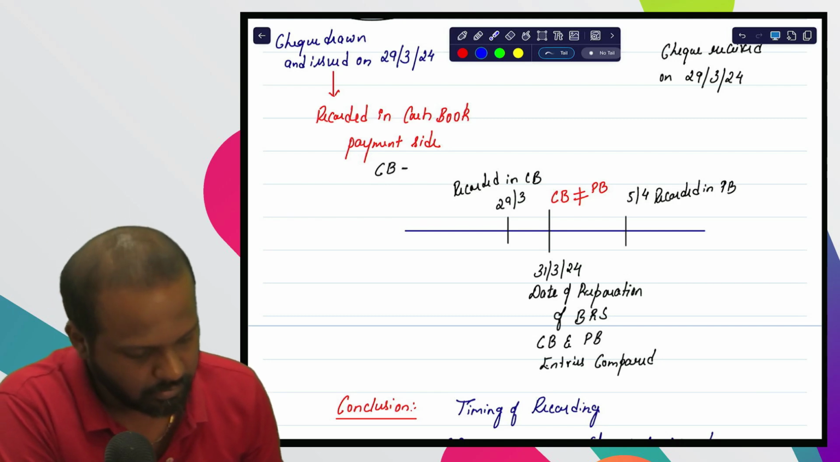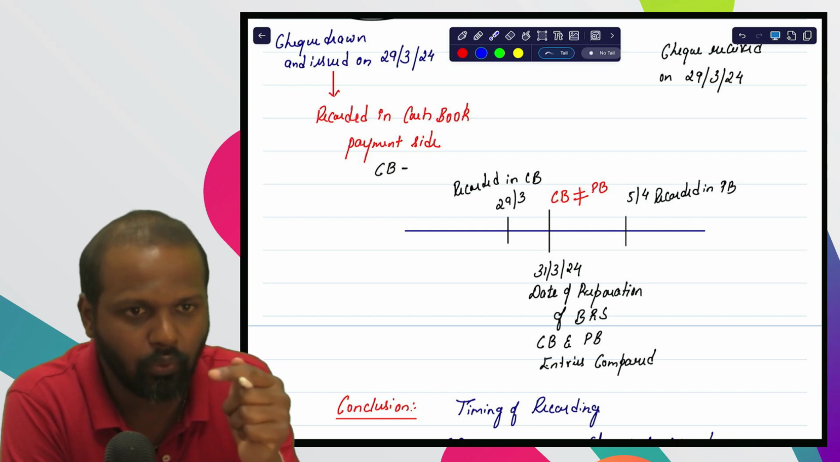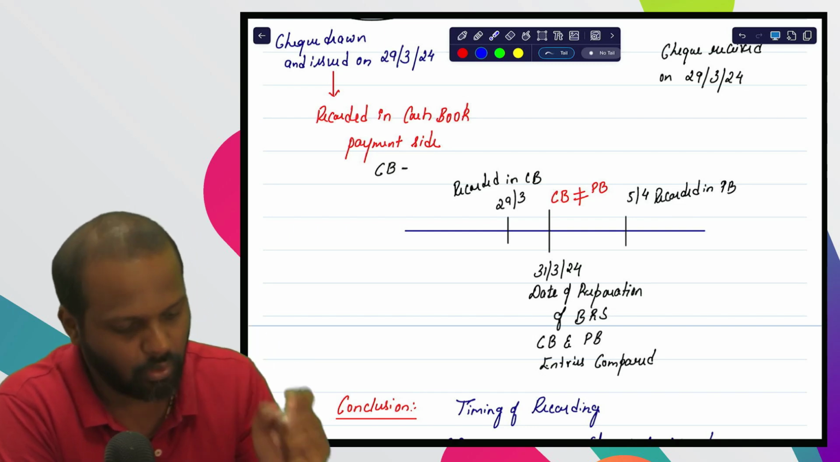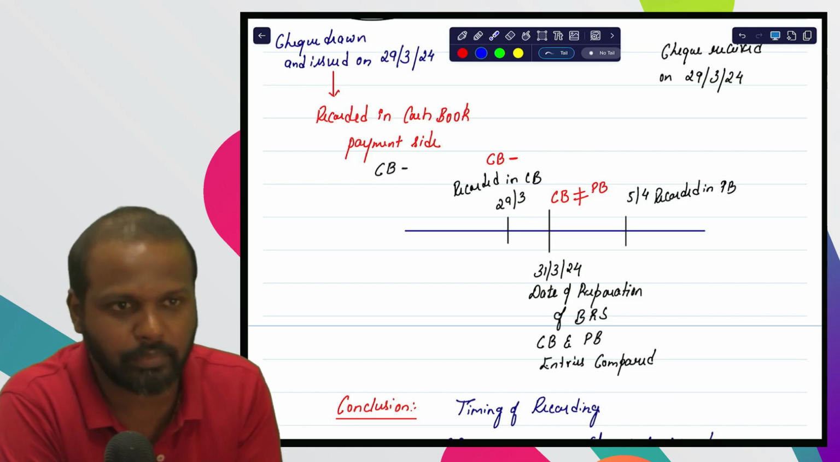And sir, when you record this check issued in the cash book, how are you going to record? Are you going to do plus in the bank balance or minus? Obviously, I'm going to do minus in the cash book because checks are issued for the purpose of payment.